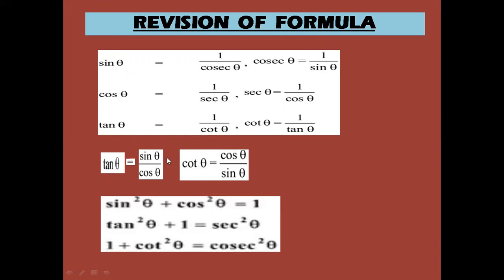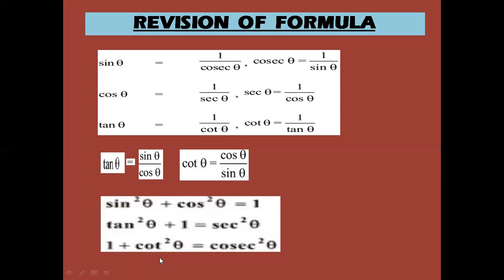Tan theta is given by sine theta by cos theta. So you have to remember these important formulae. Cot theta is cos theta by sine theta. And you also have to remember sine square theta plus cos square theta equals 1. Tan square theta plus 1 equals sec square theta. It is also written as sec square theta minus tan square theta equals 1, if we take tan square theta on the right hand side. And 1 plus cot square theta equals cosec square theta.